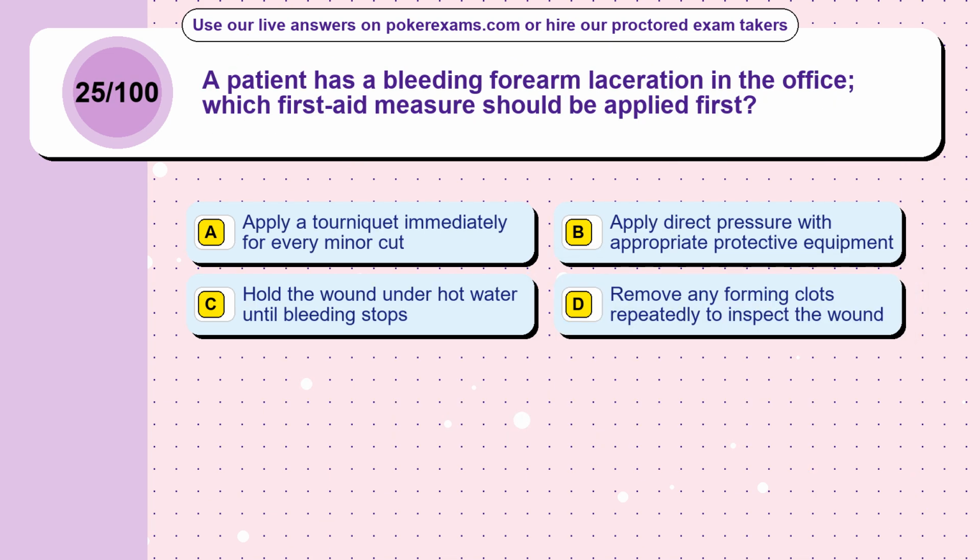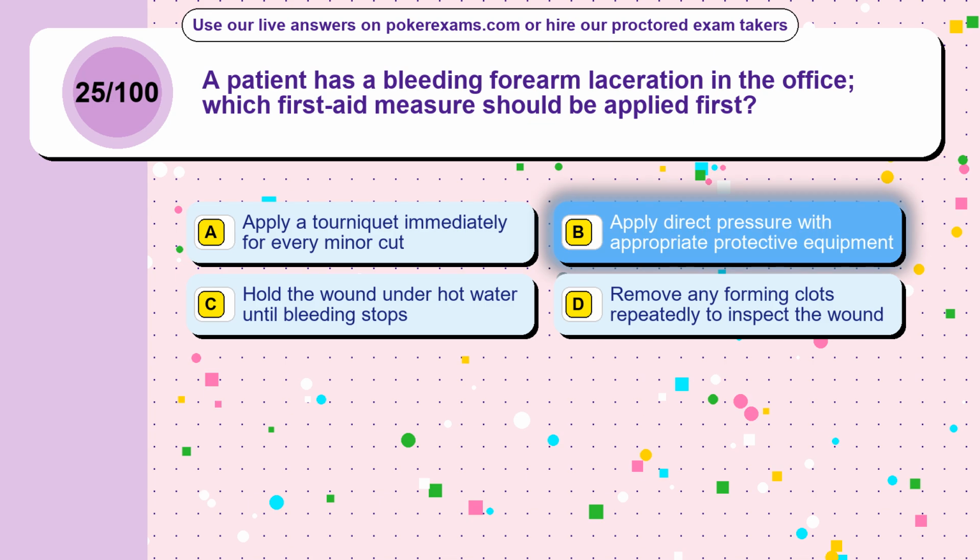Question 25. A patient has a bleeding forearm laceration in the office. Which first aid measure should be applied first? Option A. Apply a tourniquet immediately for every minor cut. Option B. Apply direct pressure with appropriate protective equipment. Option C. Hold the wound under hot water until bleeding stops. Option D. Remove any forming clots repeatedly to inspect the wound. The correct answer is option B.